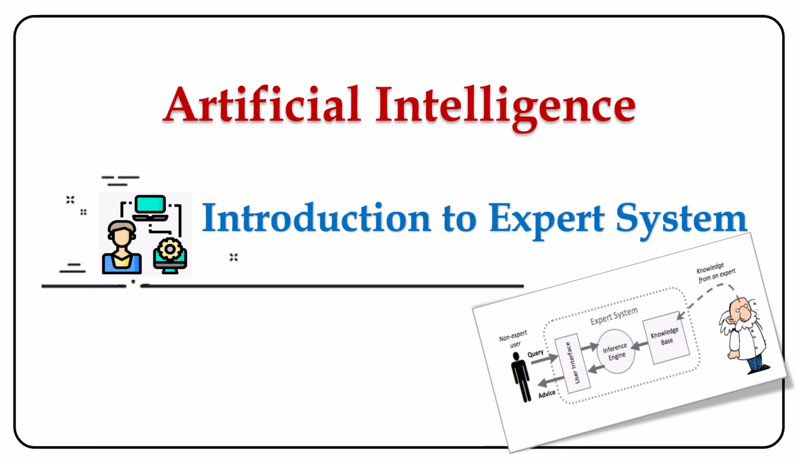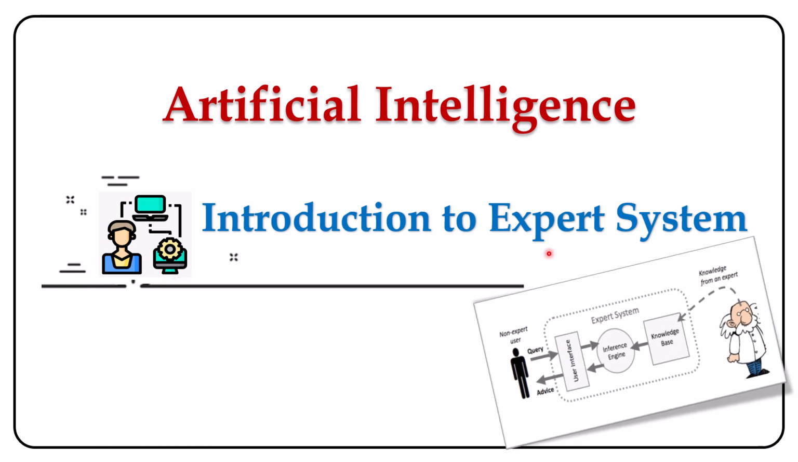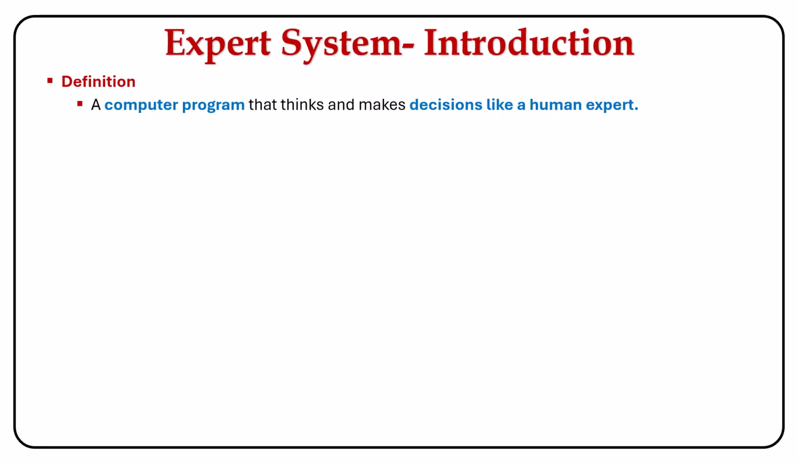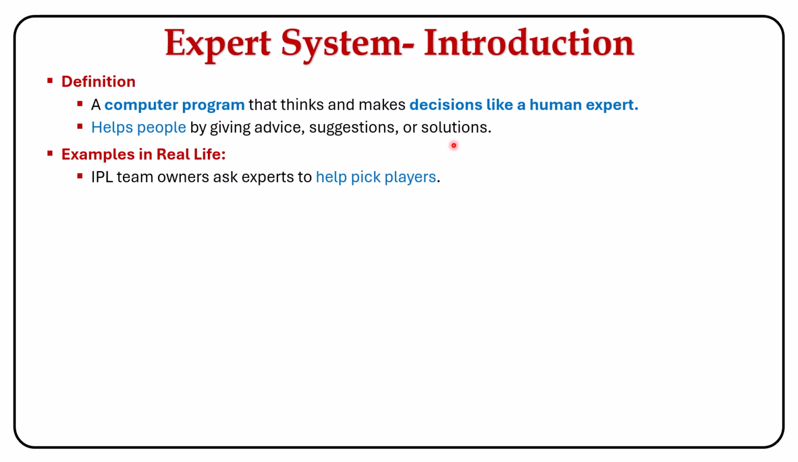In this session, let's learn about Introduction to Expert Systems. An expert system is a computer program that thinks and makes decisions like a human expert. Yes, it helps people by giving advice, suggestions, and solutions.